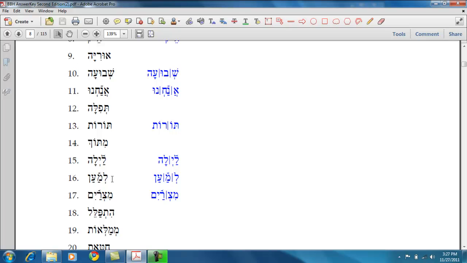Number 16 is Lema'an. The accent is on the second syllable here. You have the Lamed with the Shava, which is vocal, because it's under the first consonant. That's your first syllable. Mem and a Patach. And then your third syllable will be Ayin, Patach, Nun Sofit, or final Nun. Lema'an.